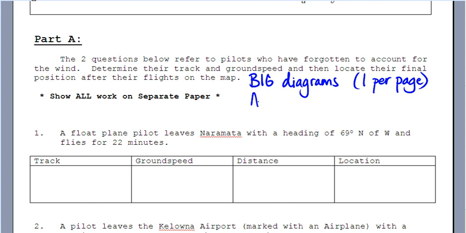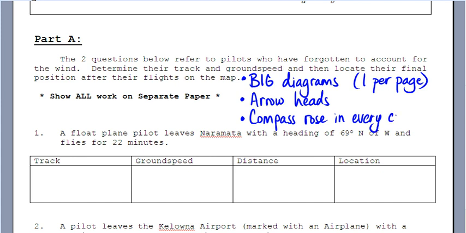I also want you to put arrowheads on your vectors. That's important. You have to know which direction things are facing. If there's just a line, it could be going in either direction, either end of the line. And then the third thing that'll really help you out is to put those compass roses in every corner. And you need that so that you can see those Z's, the alternate interiors.